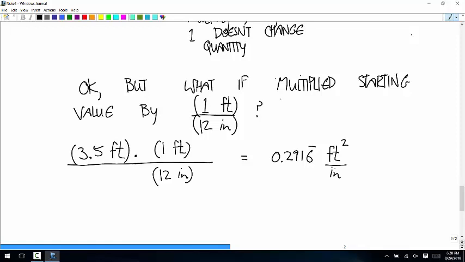It's not wrong, except that we weren't asked for that unit. I mean, that's a usable unit of length. It just isn't the one we wanted. Feet squared over inches. So how do we make sure that we always multiply by the ratio that we want? This is not the units that we wanted.